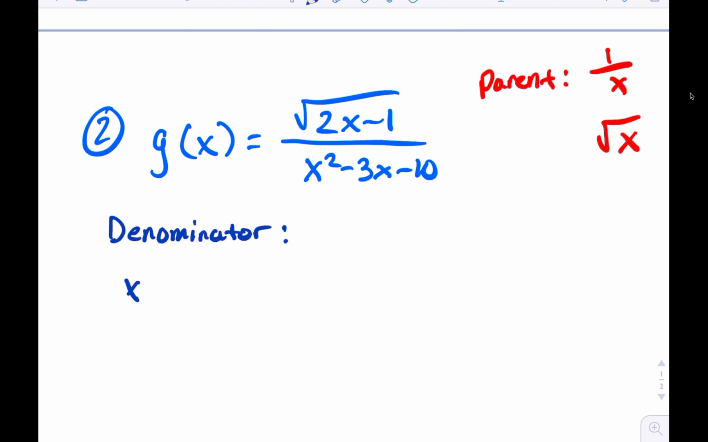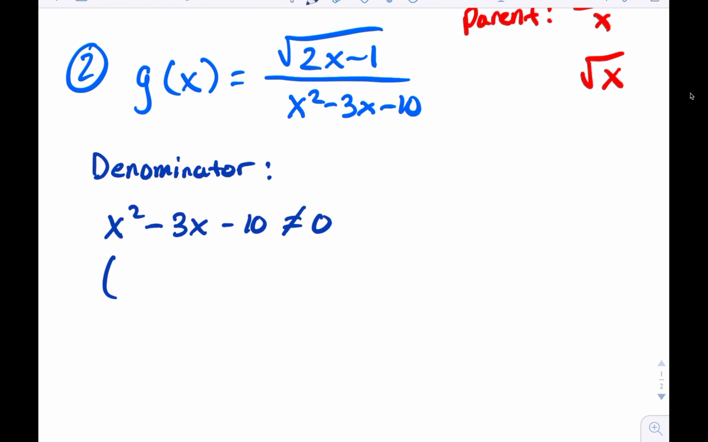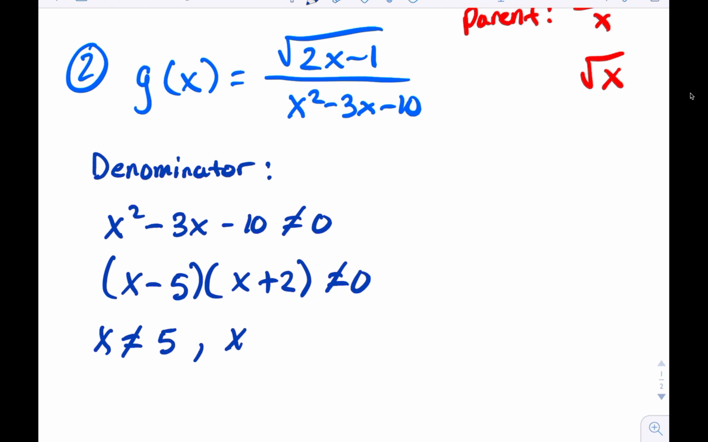All right, so again, I want to make sure that x squared minus 3x minus 10 does not come out to be 0. So I'm going to factor that. It'll be x minus 5, x plus 2. And this is saying that x cannot be 5, and x cannot be negative 2. That's very similar to what we did on the last one.